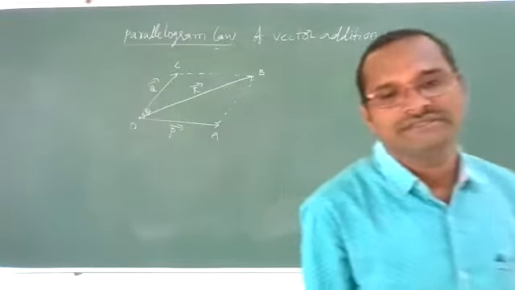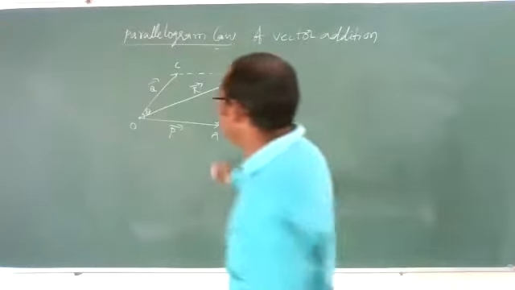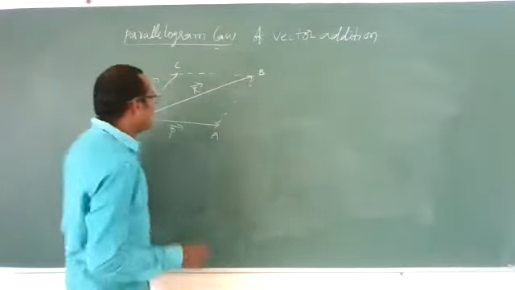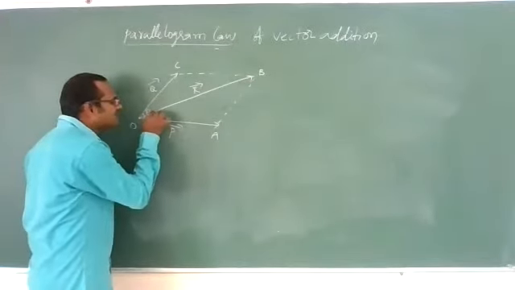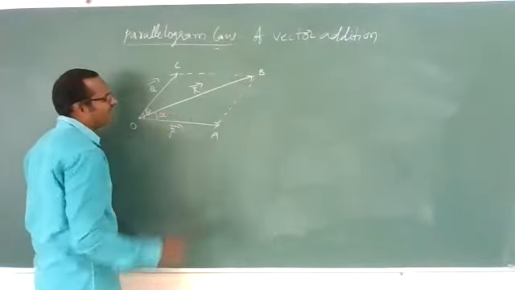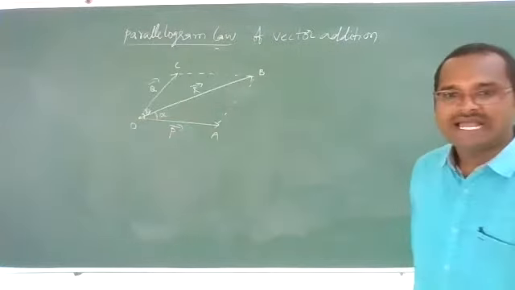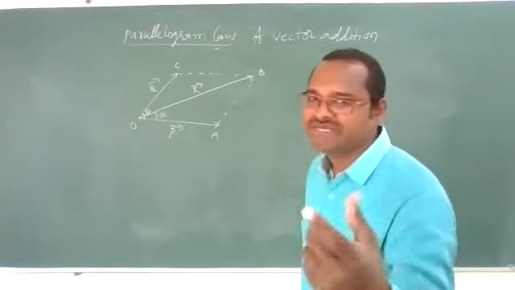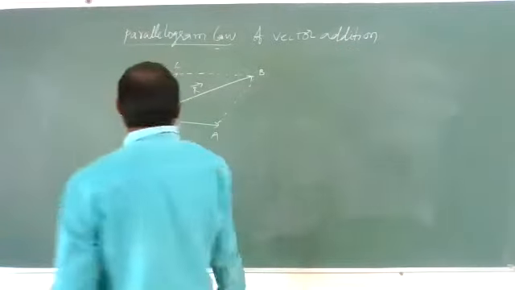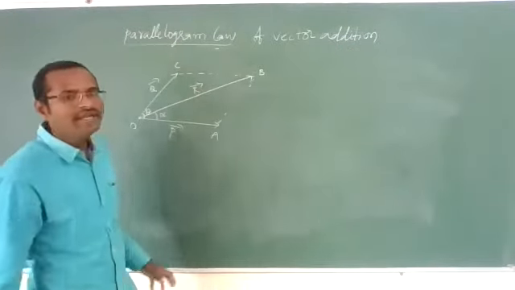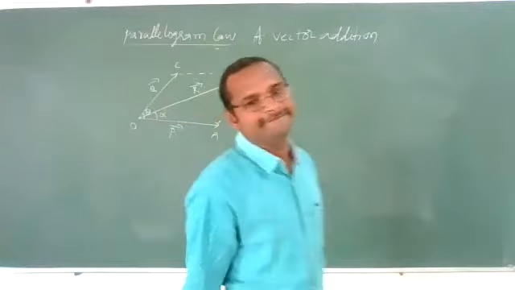Clear? This length gives the value, the magnitude of R bar. And if you want direction, this R bar is making some angle alpha with P bar. That will be the direction. See, in vectors, direction can be given by an angle. Remember, the resultant is making some angle alpha with P bar. So this is the statement.